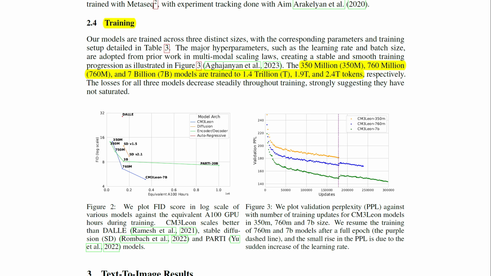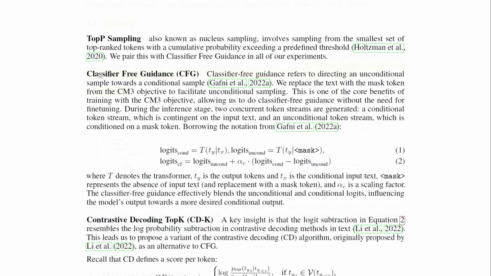and 7 billion models, corresponding to 1.4 trillion, 1.9 trillion, and 2.4 trillion tokens. Interestingly, the model's losses steadily decreased during training, indicating that it hasn't reached saturation. CFG, or classifier-free guidance, enables unconditional sampling by replacing text with a mask token from the CM3 objective. This means CM3 Leon can generate samples without the need for fine-tuning.